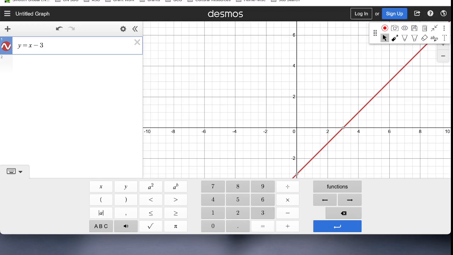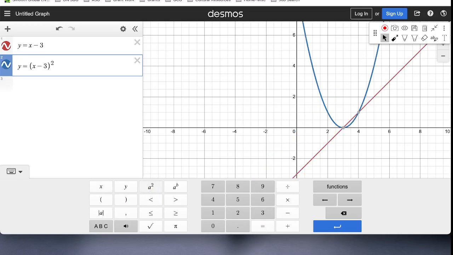I'm going to leave this on, and we'll do another one. We'll say y equals parentheses x minus 3, and we'll square that one, and we see it's just touching at that. I could have chosen a different value, but I just want you to see that they all have the same 0 at x equals 3, but there's a different behavior here. So the blue with a multiplicity of 2 comes down and just touches the x-axis.